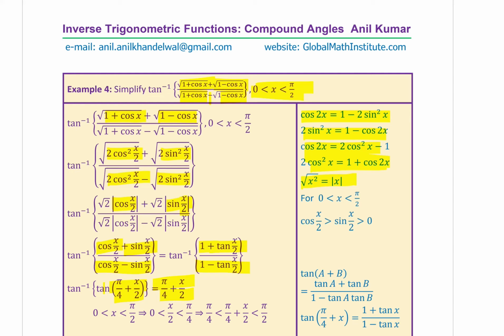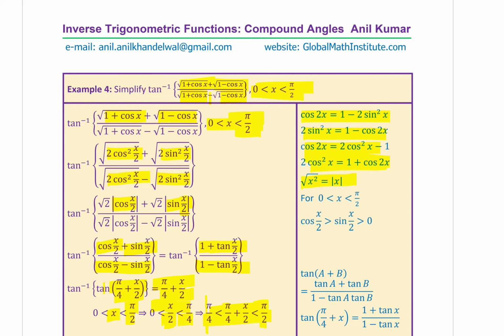Perfect. Let's work with the domain itself to justify our answer. x is between 0 to π/2. Divide by 2, you get between 0 to π/4. And adding π/4, we get a domain between π/4 and π/2. Within this domain, tan of tan inverse of π/4 plus x/2, this is tan inverse θ, right? So that is how we actually derive it.